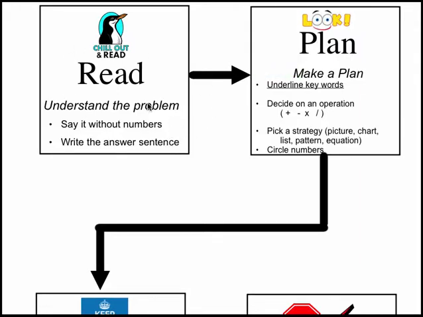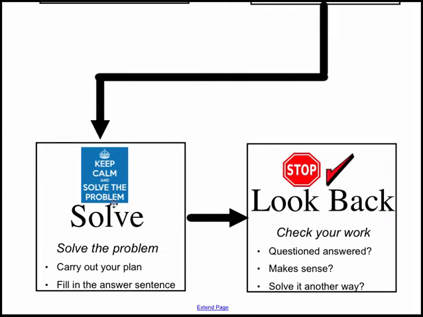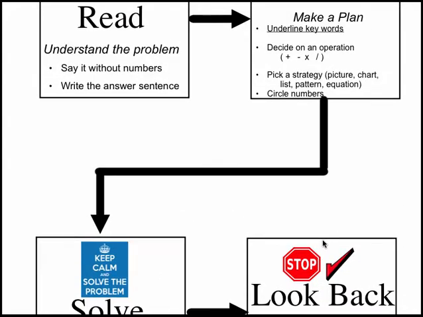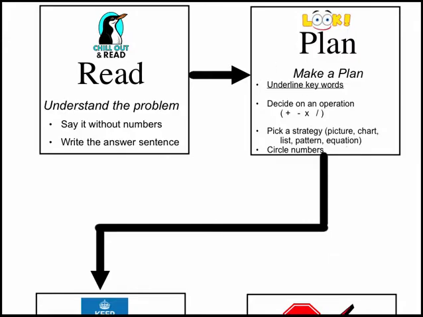According to our penguin here, the first thing we do is we're going to chill out and read. We want to understand the problem. Then we're going to make a plan by underlining our keyword and finding that keyword to decide on what operation we're going to do, whether it's addition, subtraction, multiplication, or division. All right. Finally, we're going to solve it, and then we're going to stop, look back and check our work to make sure that our answer makes sense and our question has been answered.